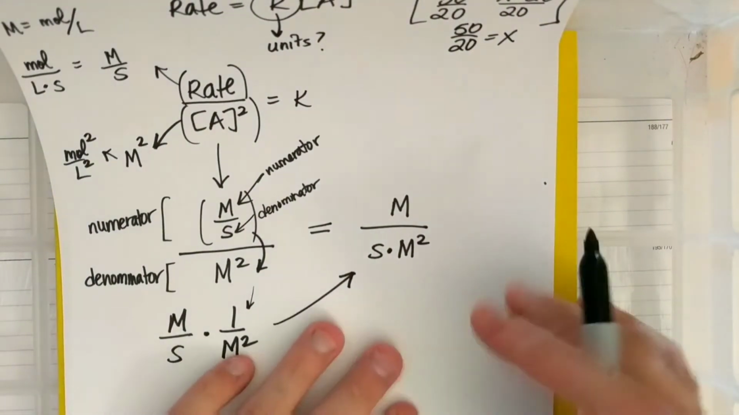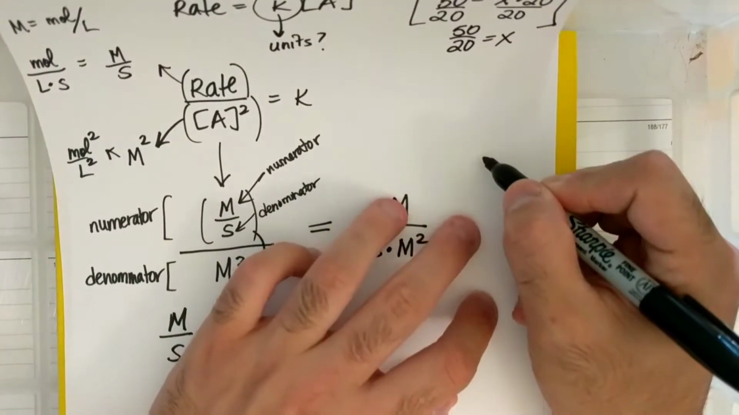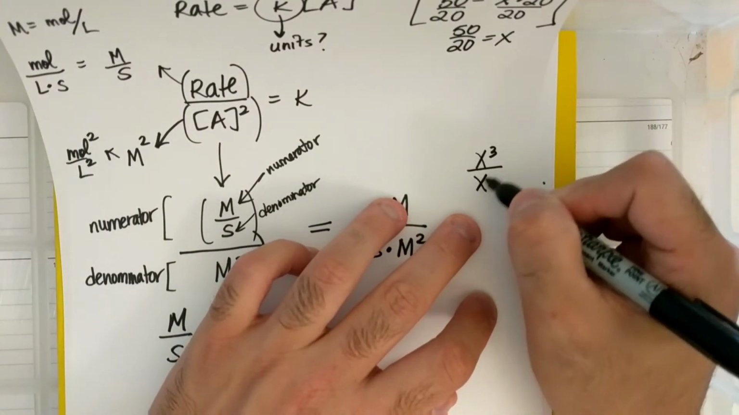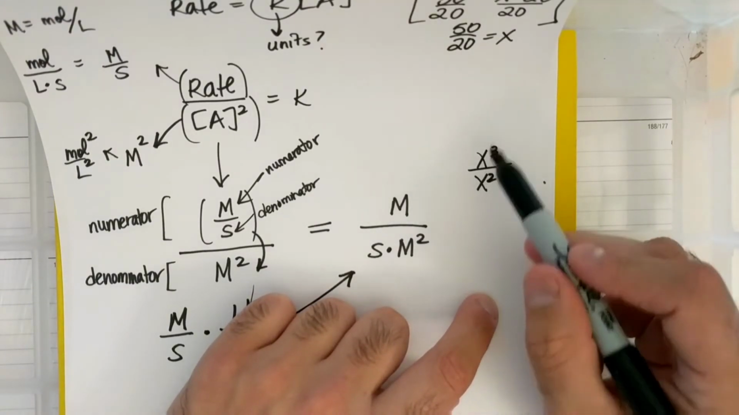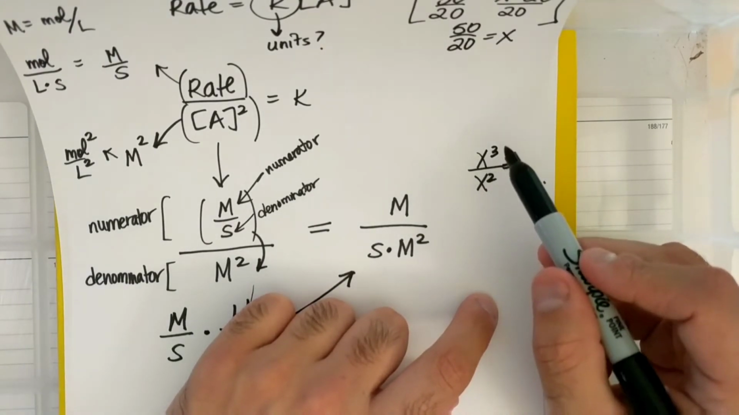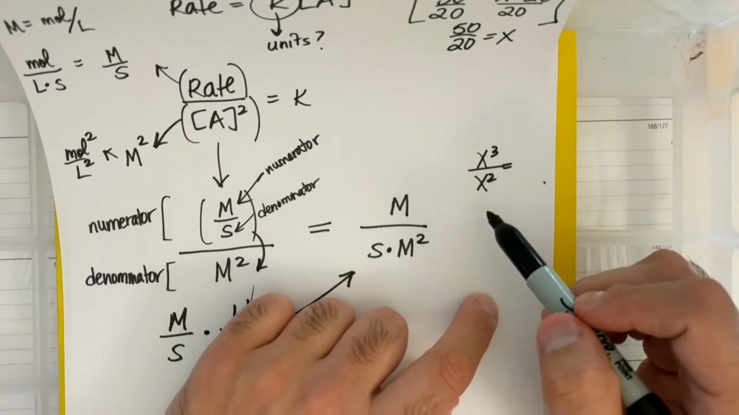Now, I don't know if you remember this, but what would I do if I had x cubed over x squared? What can I simplify that to becoming? What do I do with my exponents in a fraction like this?